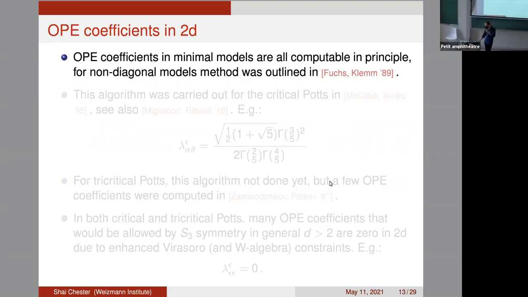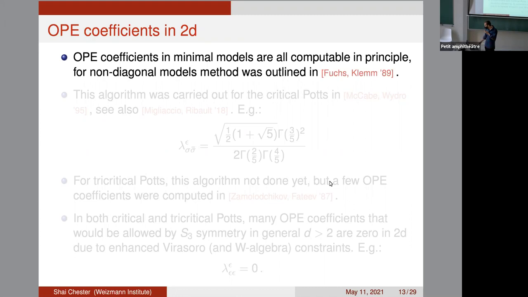Okay. So these are completely solvable theories. We know everything about them in two dimensions. And so that means we know not just their scaling dimensions, but their OPE coefficients as well. But when I say these are solvable, I mean solvable in principle. I don't think people have actually necessarily computed all these quantities.